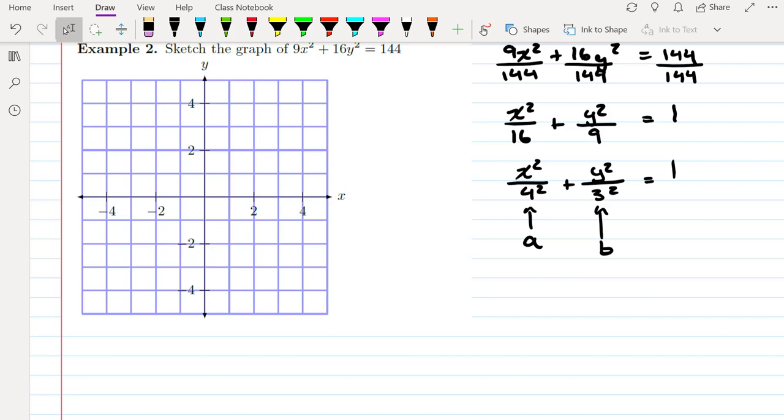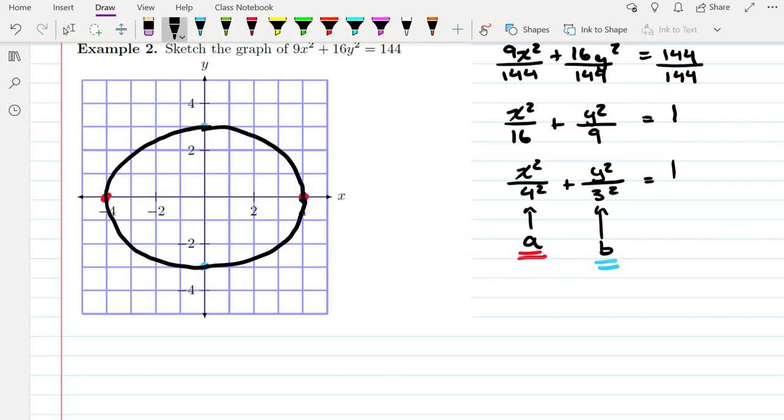So let's get our quick sketch. If this is our a value, then we are going to have the points plus 4 and minus 4 for these guys. And for b, we're going to have plus 3 and minus 3. And then if we draw our ellipse, it's not half bad. That is our ellipse.